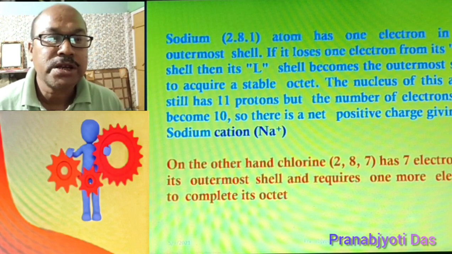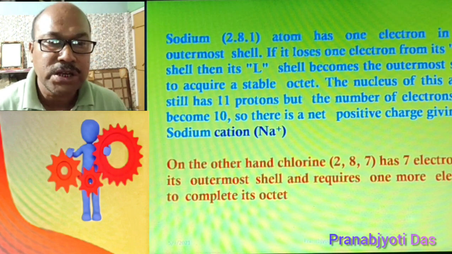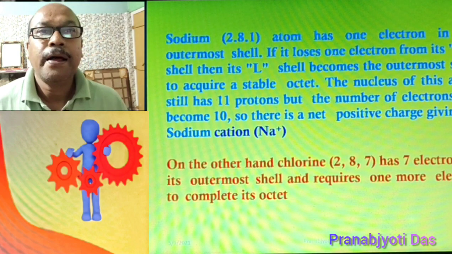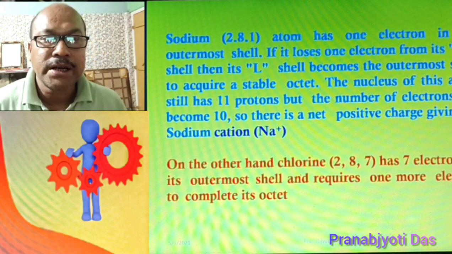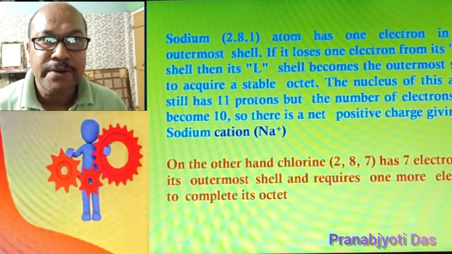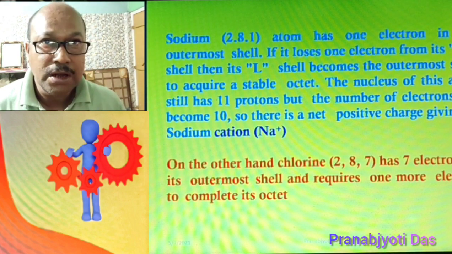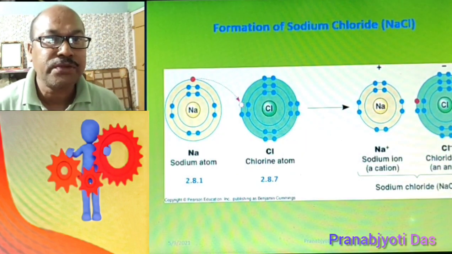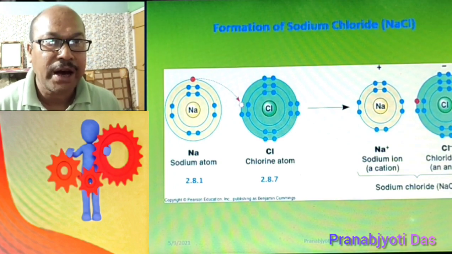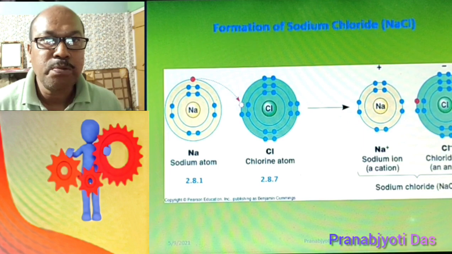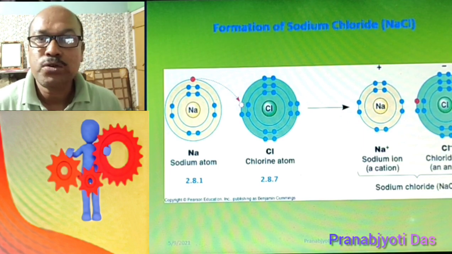As a result, sodium will quickly change to sodium positive ion, Na+, because it is losing 1 electron. And chlorine is converted to a negative ion, chloride ion, Cl-, because it is gaining an electron. Now between the sodium positive and chloride negative ions, there will be an electrostatic force of attraction, and it will bind the 2 ions together to form sodium chloride.